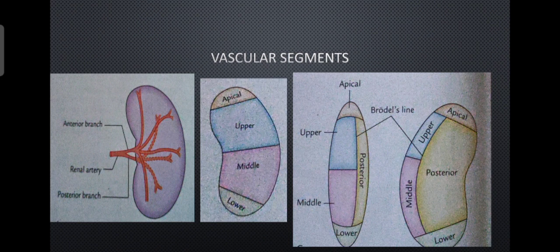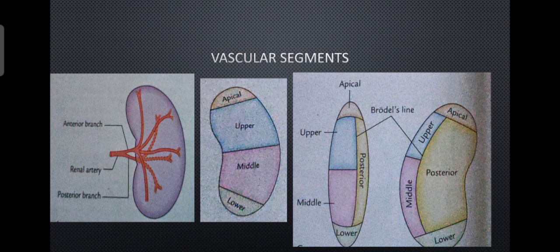While we spare some part of the kidney, for its function to be retained, while only one segment is damaged, only that segment is removed, and the incision is made along this Brodel's line. Why is it so? Because there will be very little vascular supply since they do not anastomose, so the blood loss will be minimum. So this Brodel's line is a very important surgical landmark.